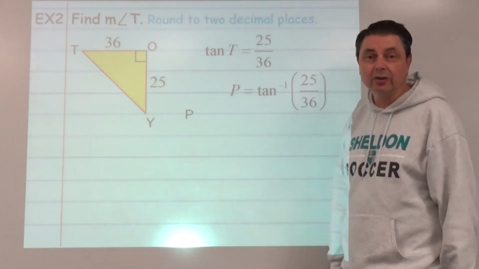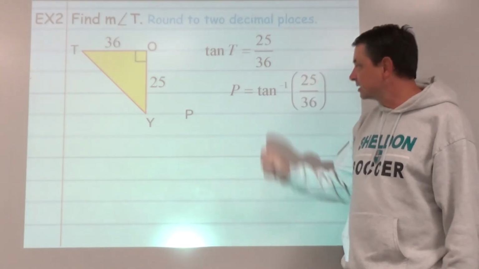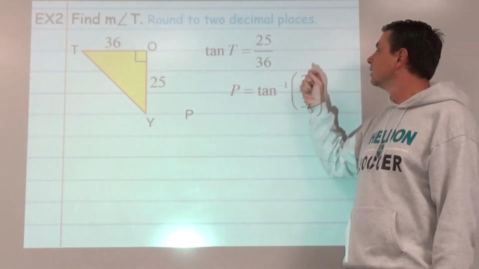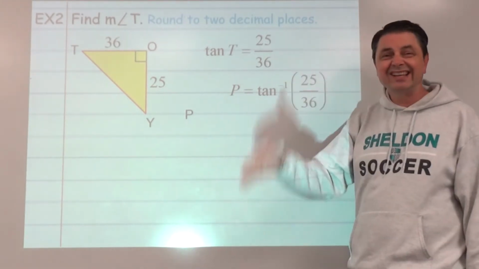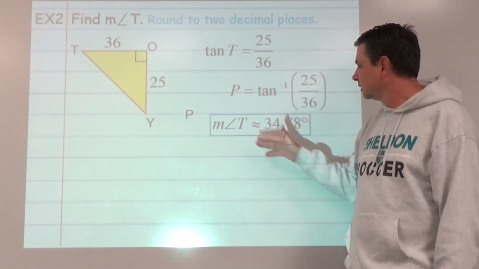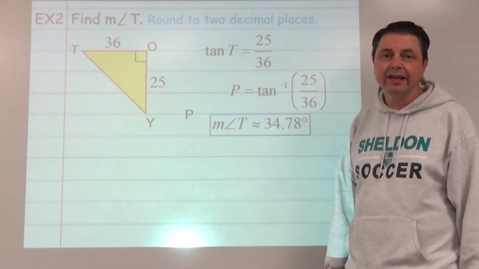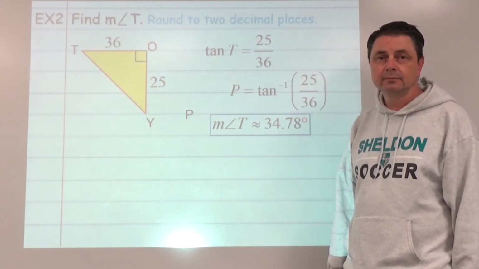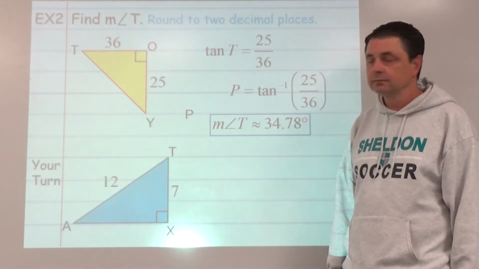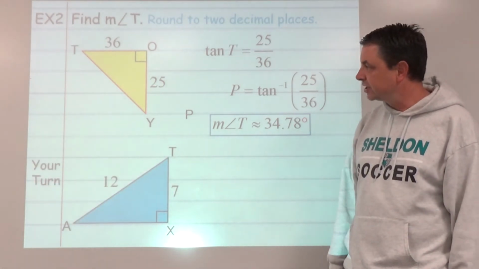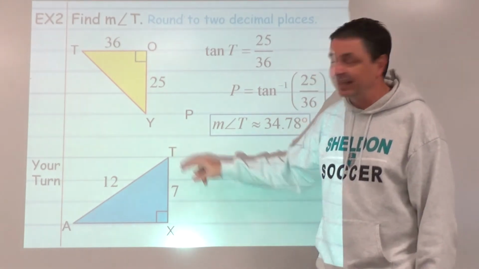Ready to go with the calculator. Second tangent, 25 divided by 36, hit equals. We're going to say that the measure of angle T is about 34.78 degrees. Your turn. Pause here. Trying to find the measure of angle T.